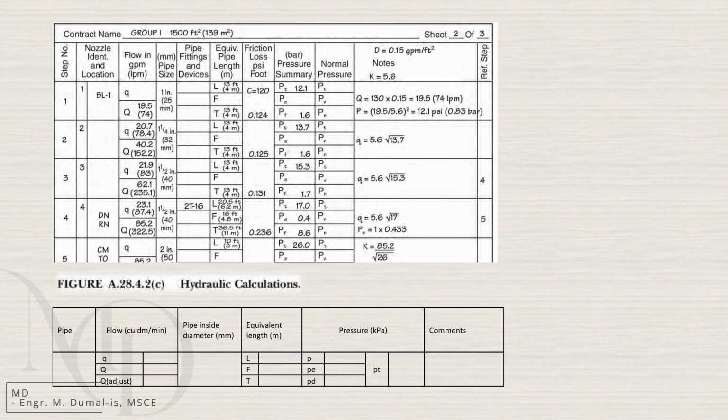The columns include the following. First is the pipe number. Second is the flow or discharge. Third is the inside diameter of the pipe. Fourth is the equivalent length of pipe. Fifth is the pressure. And the sixth column is for comments.